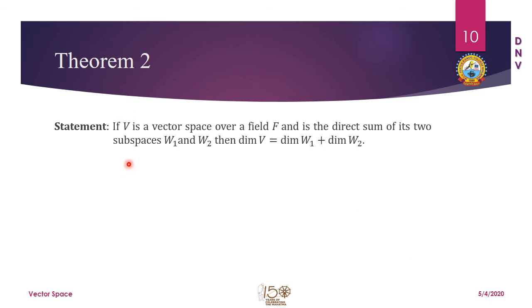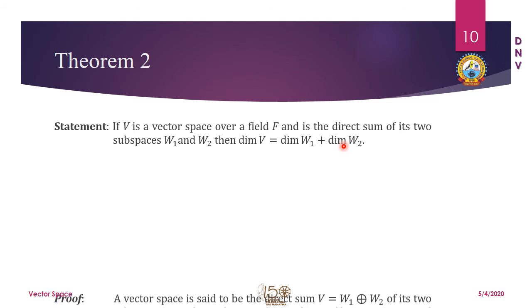The statement of the theorem is: if V is a vector space over a field F and is the direct sum of its two subspaces W1 and W2, then the dimension of V, the parent vector space, is equal to the sum of dimensions of these two subspaces. Now mind it that it is the direct sum V = W1 ⊕ W2. This is the condition given to us in the theorem.